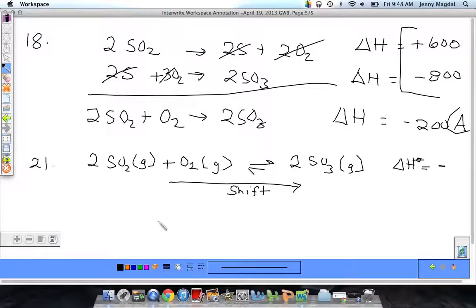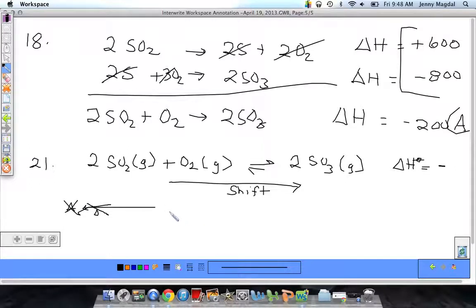If I decrease the concentration of oxygen, like it gives me in option A, that means that I'm putting off my equilibrium, which means it would have to shift to the left to get back to normal. So A is not our answer.